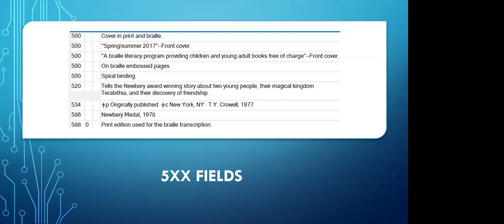And then the 588, first indicator 0, second indicator blank, which is a source of description note. The first indicator 0 equals source of description, and the only option for the second indicator is blank. And this provides the information that the description for the Braille transcription was based on the print edition.